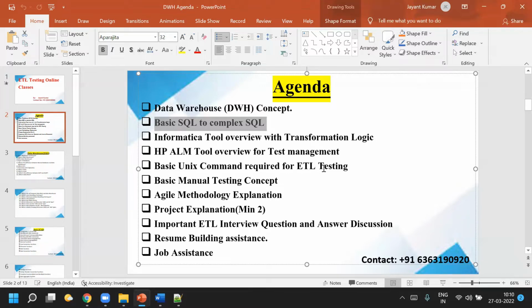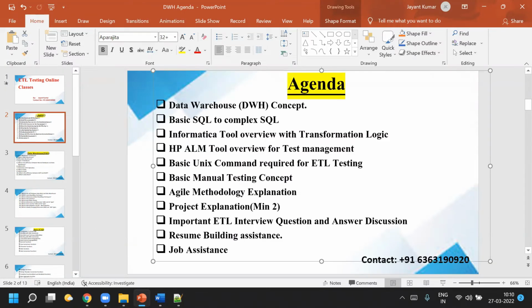And some companies like LTI and others will ask you Unix commands. Okay, not every company, because not every company is using Unix. They will ask some questions from manual testing and agile methodology. They will ask which methodology you are using, and then project explanation: can you please explain the project? Okay, so like that. Then we'll see some important interview questions.